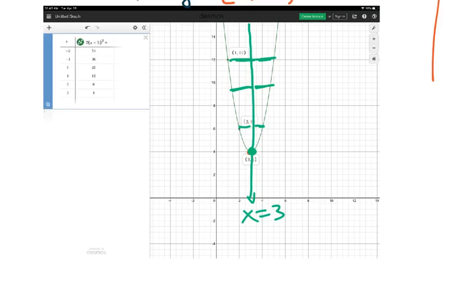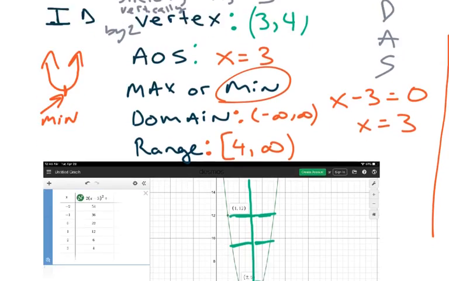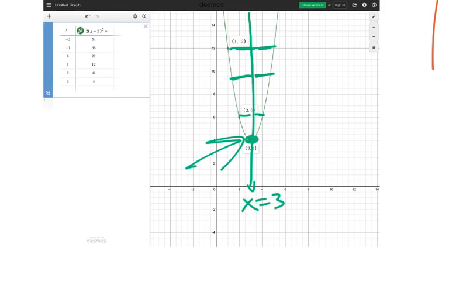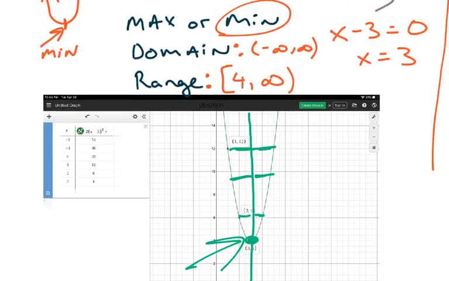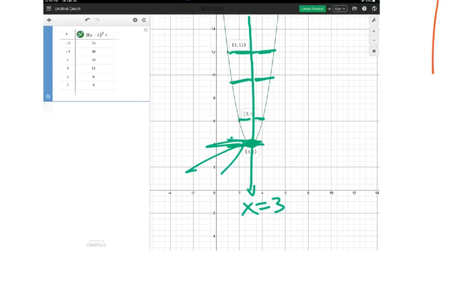So that makes sense. It's going to be a min, because it's right here. The domain is negative infinity to infinity, and the range, we can see it's starting at 4, and then it's going up. So that makes a lot of sense.